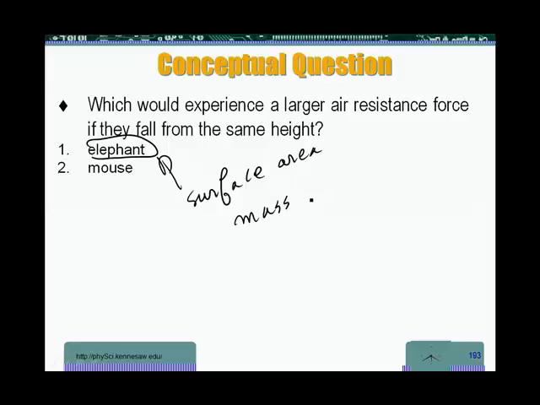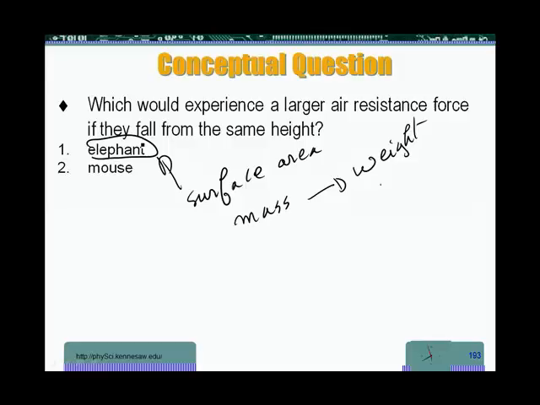If it has a bigger mass, that means bigger weight. That means it's going to take longer for the air resistance force to catch up with the gravitational force. It's going to take a much bigger air resistance force to catch up with the weight of the elephant than with the weight of the mouse. So we get a much bigger air resistance force on the elephant than on the mouse. An alternative to this question is comparing the elephant to a feather, and the same answer applies.